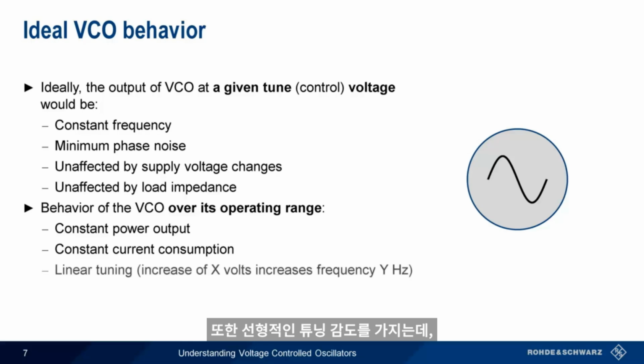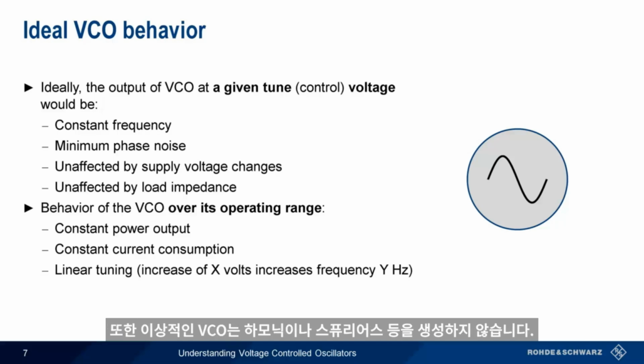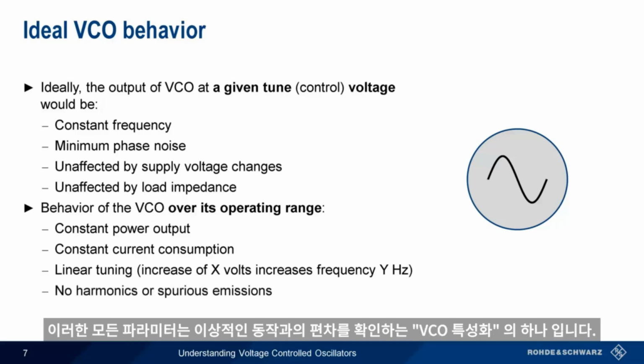It would also have linear tuning or sensitivity, meaning that every increase in X volts always increases the output frequency by Y hertz. And our ideal VCO would not produce any harmonics or other types of spurious emissions. All of these parameters, or deviations from ideal behavior, are part of VCO characterization.